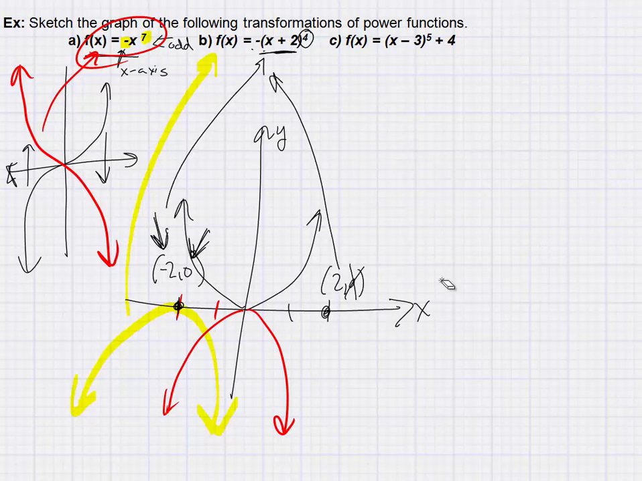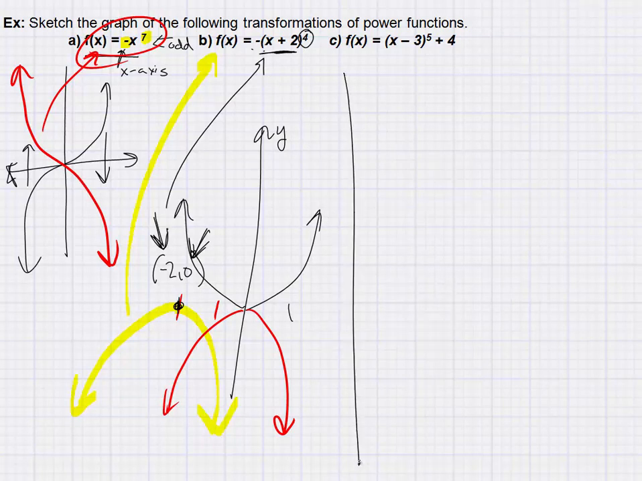Alright, let's do one more. Let's make some room here. Okay. So if I look at this one, (x - 3)^5 + 4. So the 5th power means it's an odd power, odd shape. -3 inside, plus 4 outside. These are the things you need to watch out for. So shape is odd. -3 inside moves it to the right. Plus 4 outside moves it up.